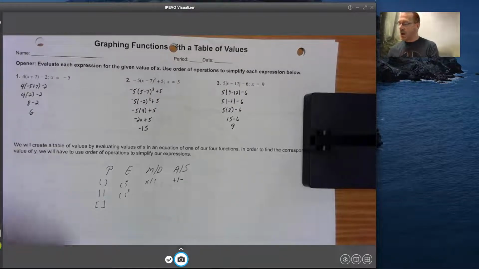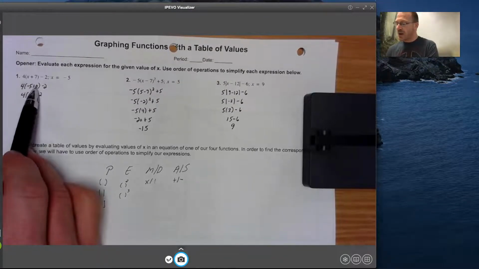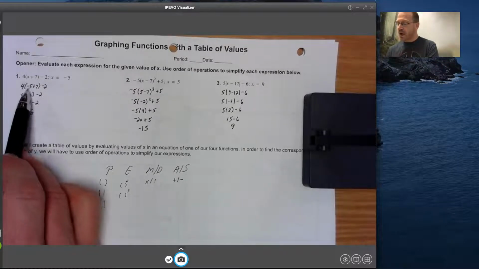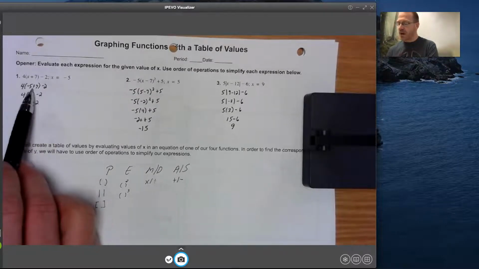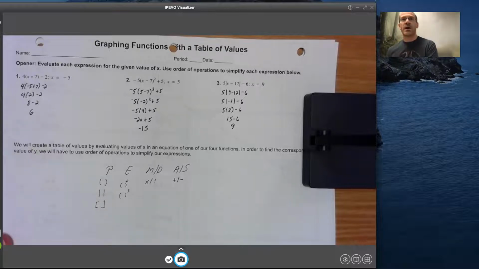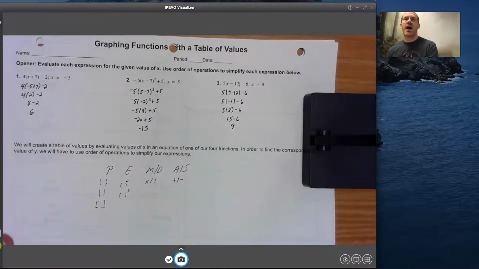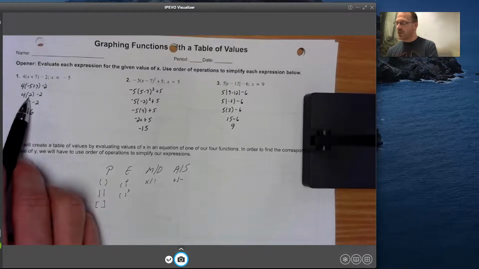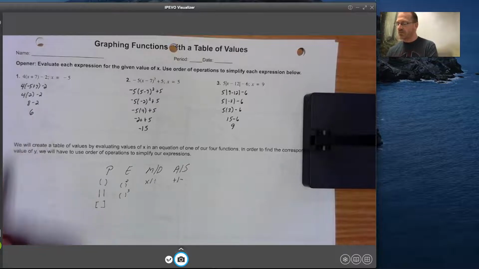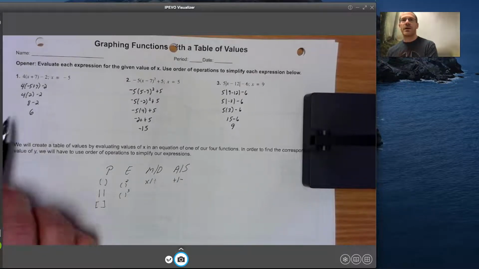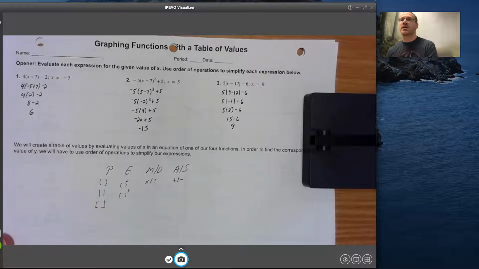Okay, so now when I go back to my first problem, I've plugged -5 in for x. So I have my grouping symbols here. The first thing I want to do is -5 plus 7, which is 2. Now remember, there's implicit multiplication here. We don't actually see a multiplication symbol, but when 2 things are right next to each other in math, we assume that is multiplication. So this is 4 times 2 and then -2. So I have to do this multiplication first. So 4 times 2 is 8, and then I bring down the -2. And then 8 minus 2 is 6. So 6 is your final answer.